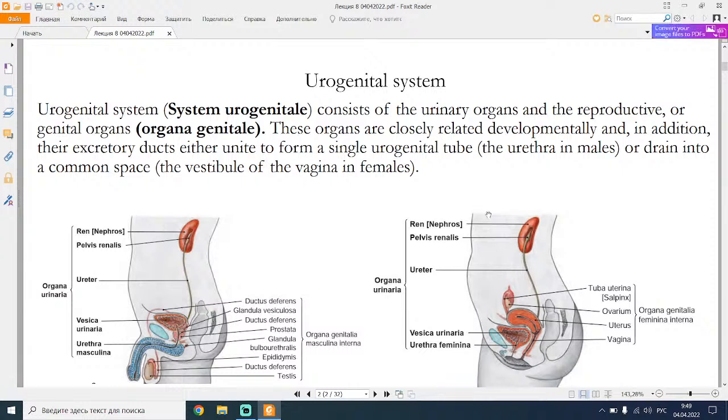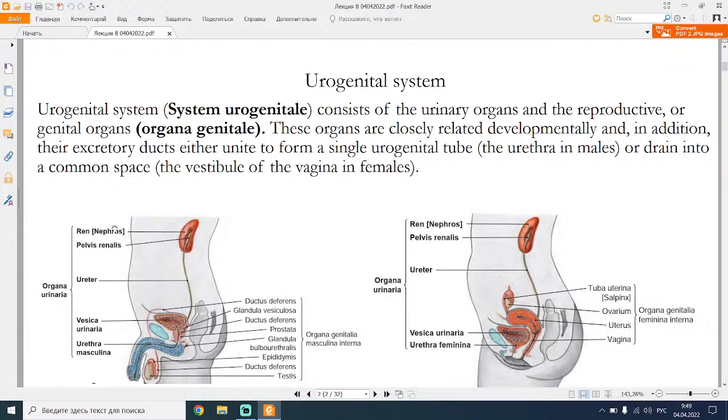Urogenital system. The system urogenitale consists of the urinary organs and the reproductive or genital organs, organa genitalia. These organs are closely related developmentally, and in addition, their excretory ducts unite to form a single urogenital tube. Their urethra in males drains into a common space, the vestibule of the vagina in females.